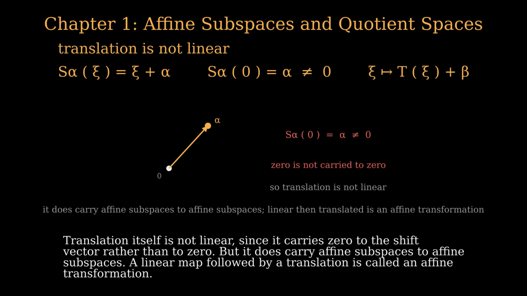Translation itself is not linear, since it carries 0 to the shift vector rather than to 0. But it does carry affine subspaces to affine subspaces. A linear map followed by a translation is called an affine transformation.